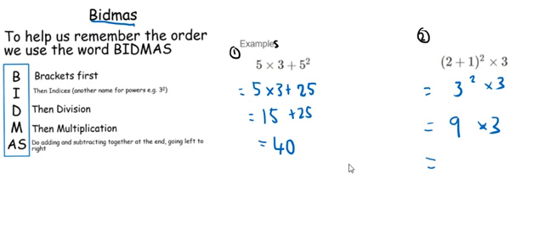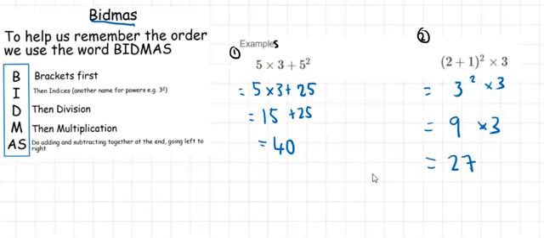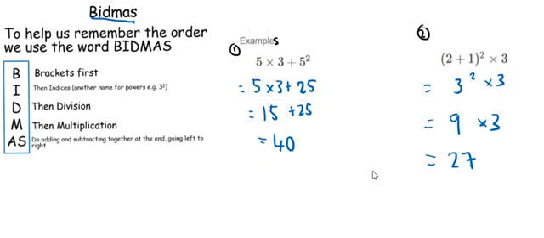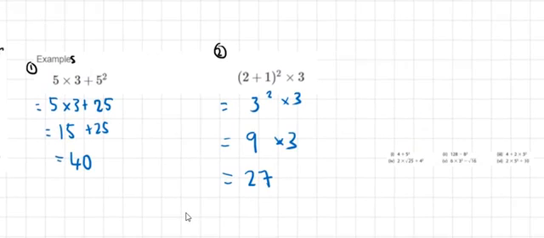And then I do division next, but there's no division left, and then I do multiplication after that, so 9 times 3 is 27. So my final answer there is 27. So try to remember, you're starting with the B every time, so if there's brackets you do them, then indices, then division, multiplication and addition and subtraction after that.